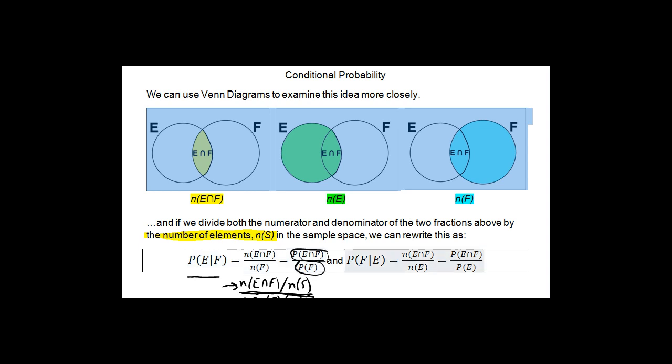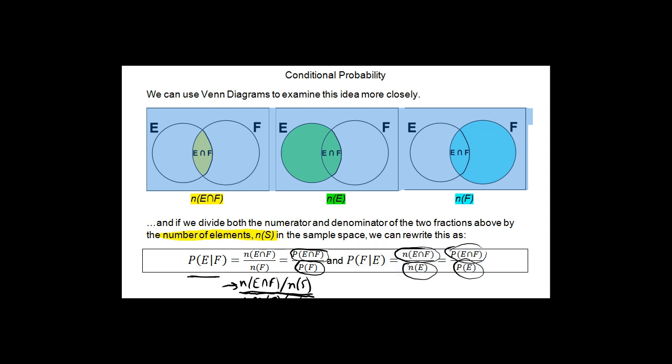And you can do the same thing over here. If you divide the number of elements in E intersect F by the number of elements in the sample space, that turns into a probability. And if you divide the number of elements in the set E by the number of elements in the sample space, that turns into a probability.